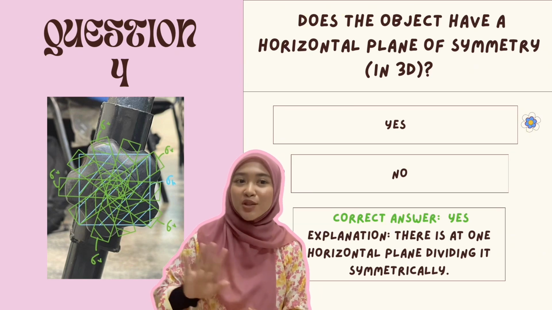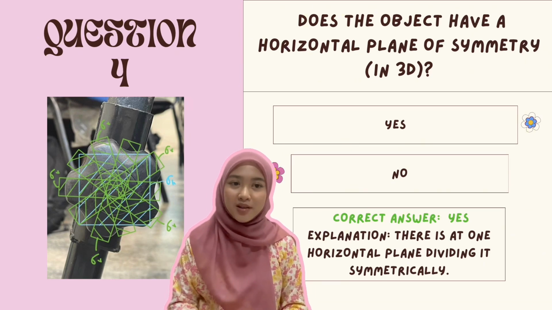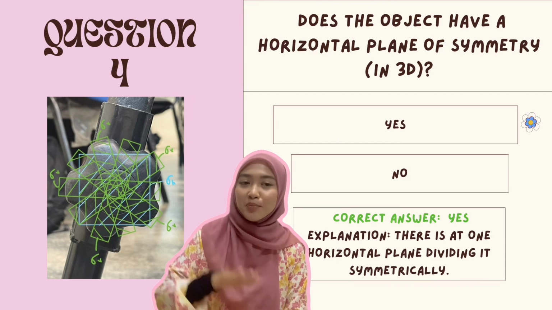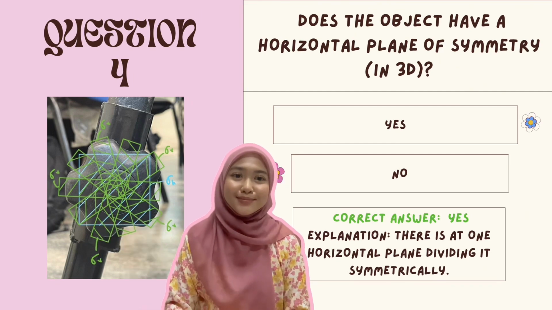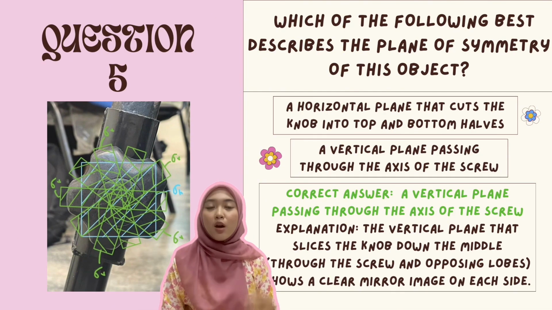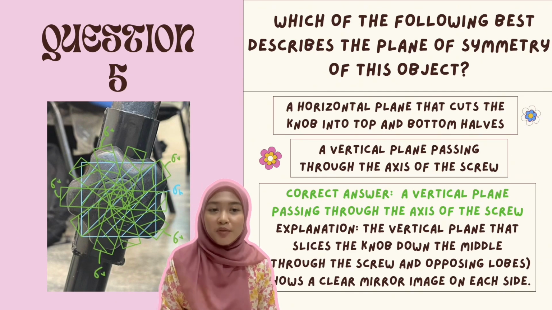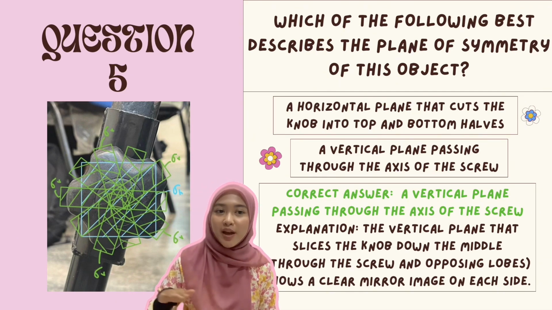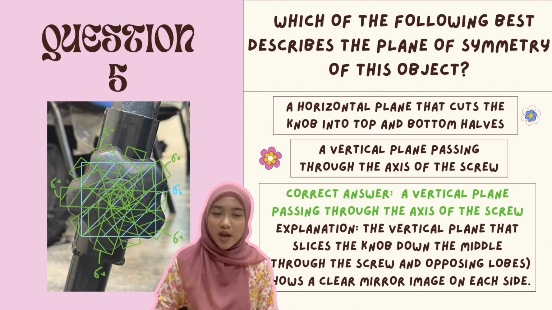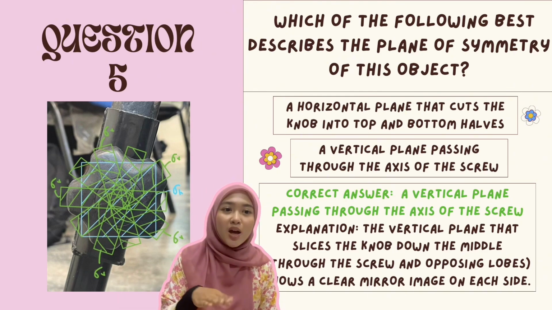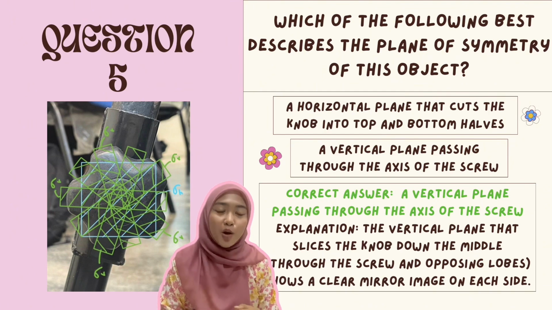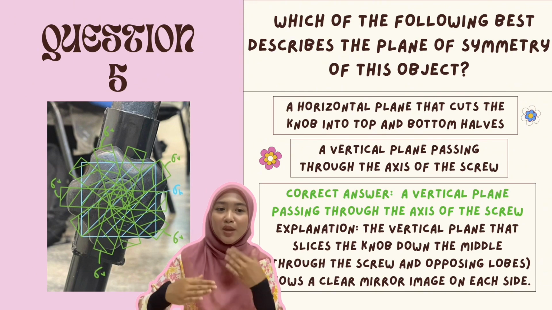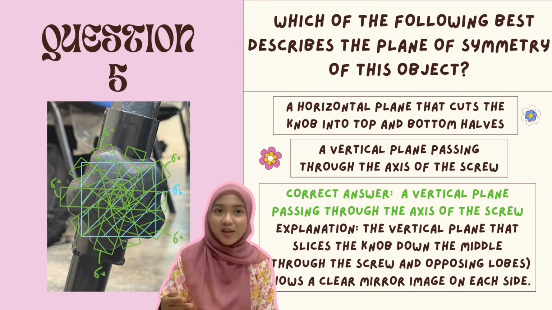Question number 4. Does the object have a horizontal plane of symmetry in 3D? The answer is yes. There is 1 horizontal plane that divides it symmetrically. Question number 5. Which of the following best describes the plane of symmetry of this object? The correct answer is a vertical plane passing through the axis of the screw. Why? Because there is a vertical plane that slices the knob down the middle through the screw and opposing knobs, which shows a clear mirror image on each side of this object.